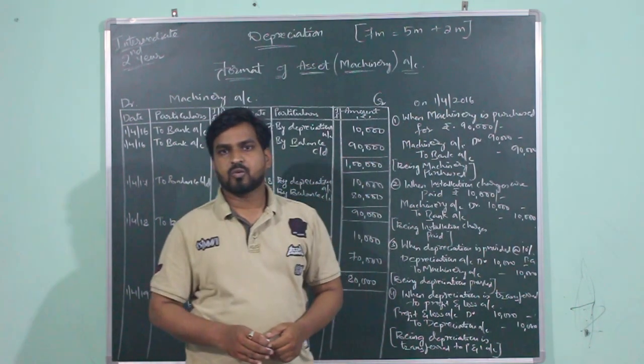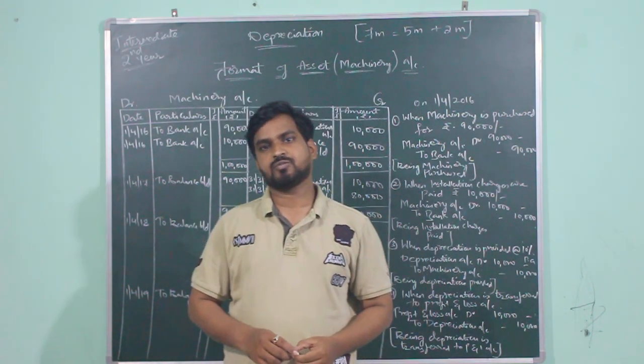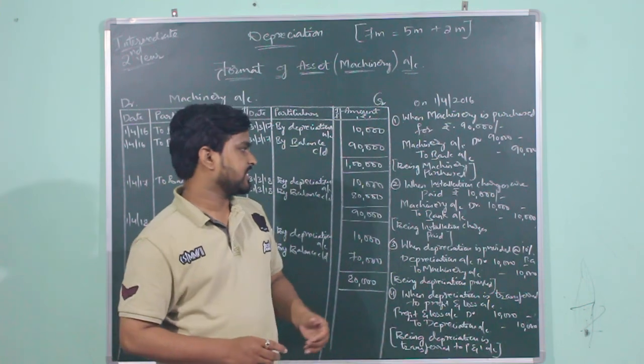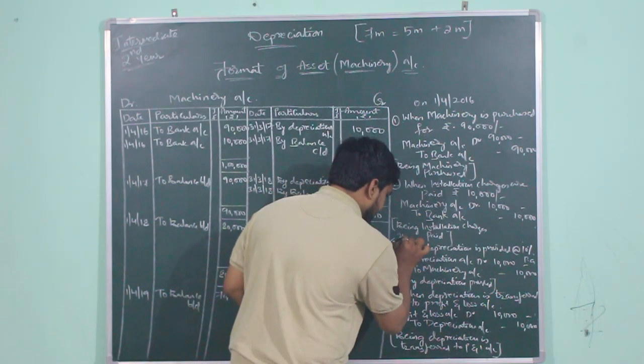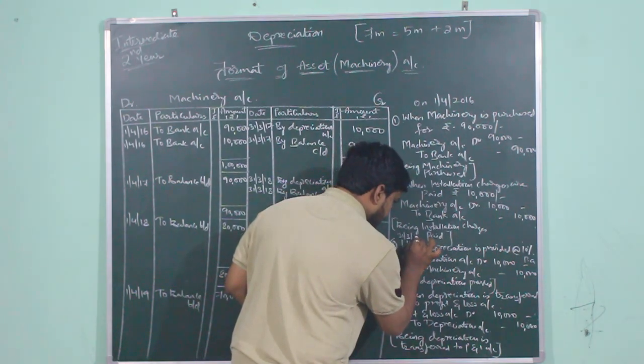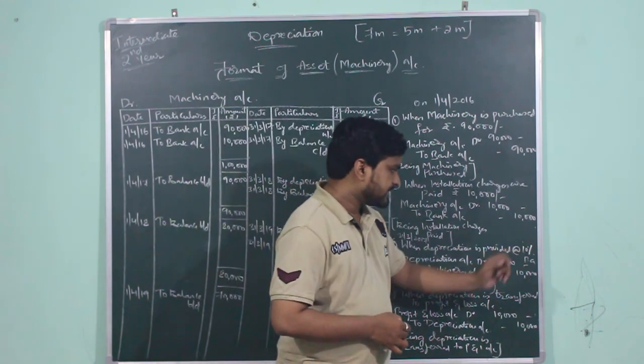But depreciation is provided at the end of the financial year. Always remember that depreciation is always provided at the end of the financial year. So here the date will be 31st March 2017, when depreciation is provided at the rate of 10%.